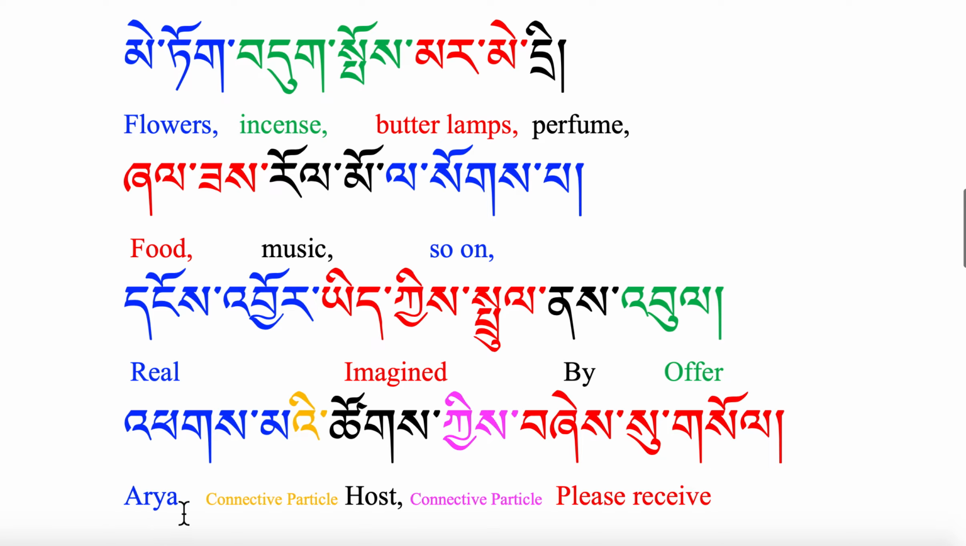Pakma is Arya, Kon Yagyui is a connective particle, Tok is host, and Ki is a connective particle. Shesu sol is kind of like please receive, accept, my offering. So this is the meaning of Shesu sol, and here it is literally just offering. These things are offered to the green Tara.